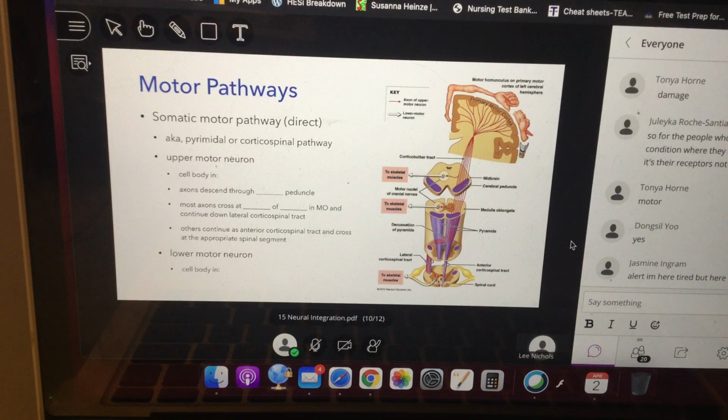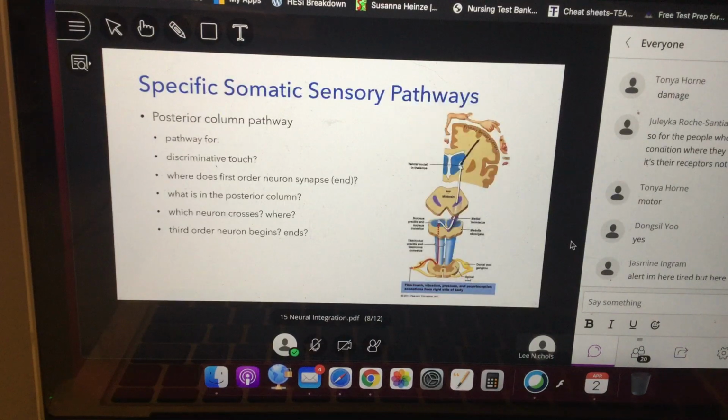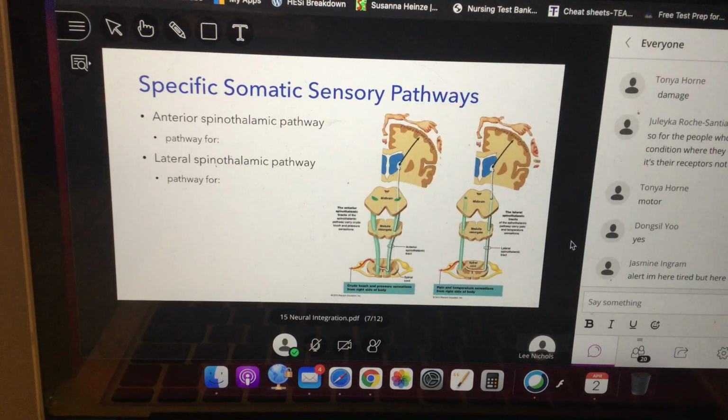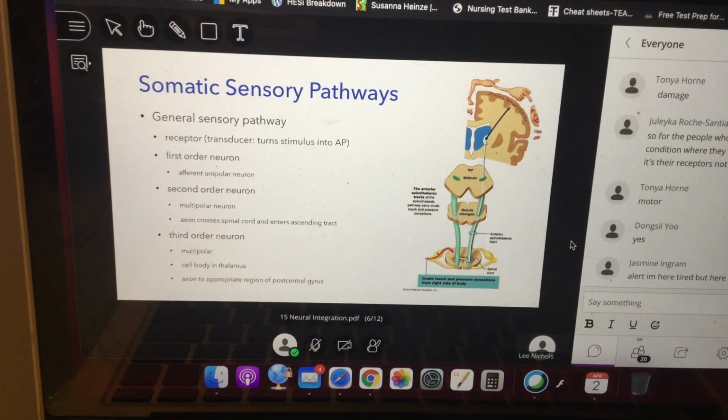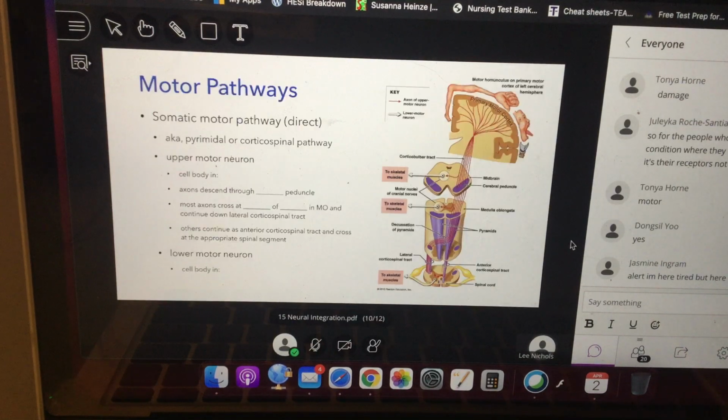So here's another big difference. Let's make a point of two big differences. We go backwards. Check it out. Sensory. 1, 2, 3. First order neuron, second order neuron, third order neuron. On the way up, you got to have 3 neurons because you got to make a stop over in the thalamus, right? Motor. Let's contrast that with motor pathways.